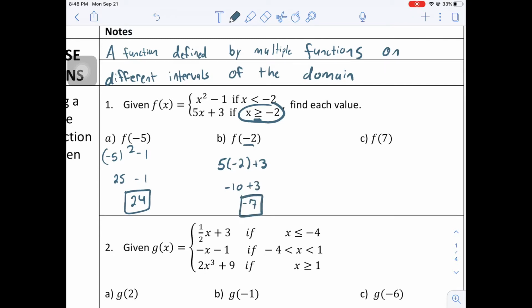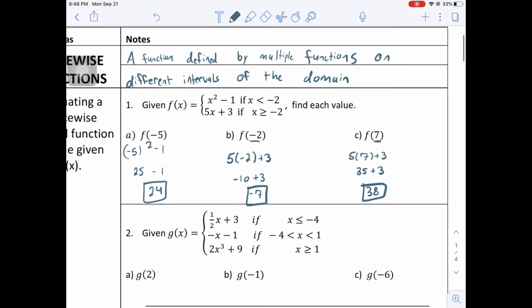And then the last one here says, well, what is f of 7? Well, 7 is going to be greater than or equal to -2, so we use the bottom equation again. So that's 5 times 7 plus 3, which is 35 plus 3, which is then 38. And that's how you would plug things in to a piecewise function, okay?